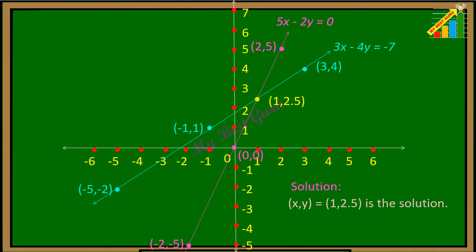1, 2.5. See, 1 is here for the x-axis, so 1, and it is somewhat in between 2 and 3. So it is 2, then 0.5. So it is 2.5. So the solution for this is x comma y is equal to 1 comma 2.5, the solution of these given equations.